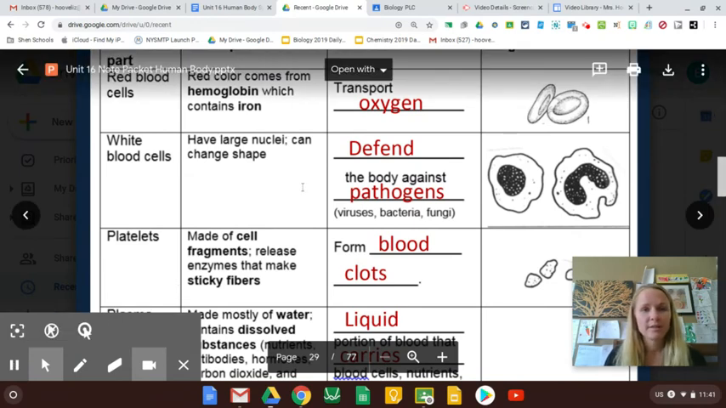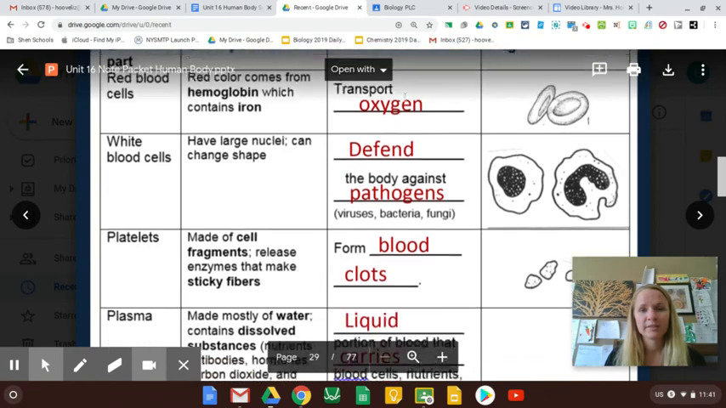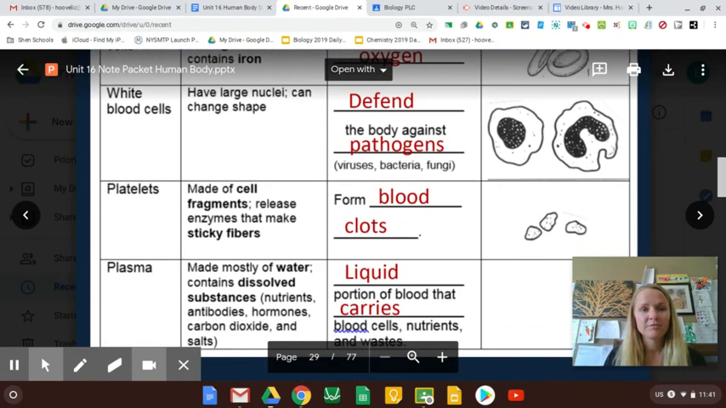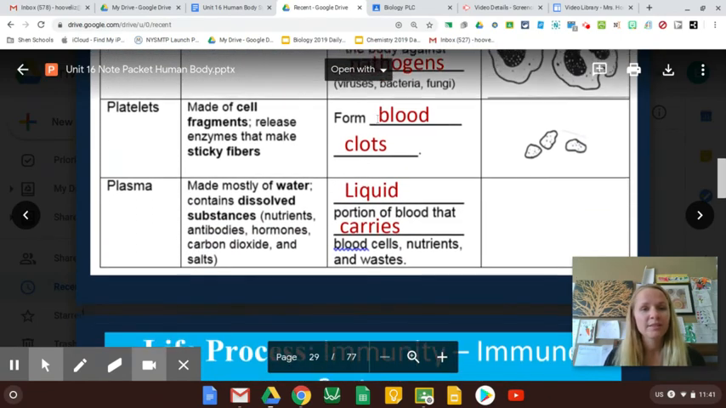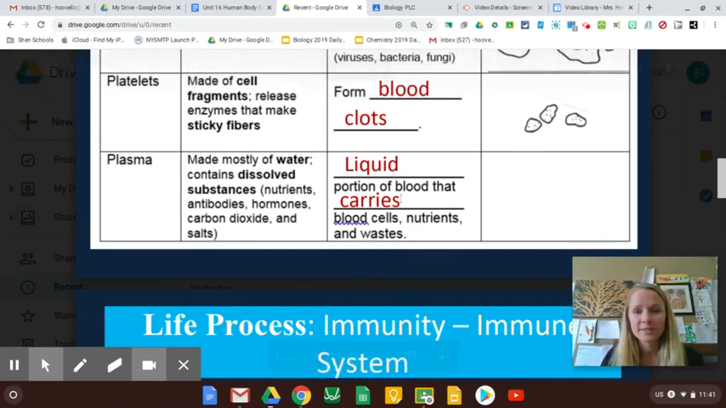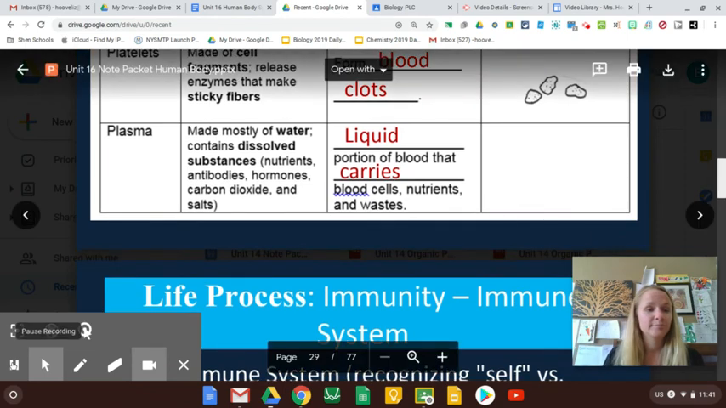This right here summarizes that. Red blood cells carry oxygen, white blood cells defend against pathogens, platelets form blood clots, and plasma is the liquid portion of the blood that carries all of these things.